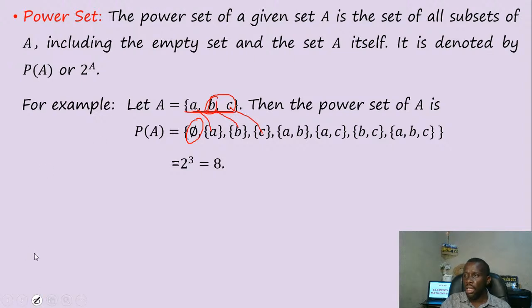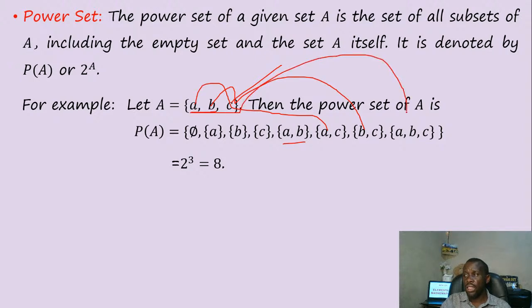Let me erase that. Then next, I can pair. So I can pick only A and B and leave C. That's how we have AB. I can pick A and C only and leave B. Then next I can pick B and C and leave A. Then the next one, let me pick everything. Now, if you count all the elements we have within this set, you will see that it's 8. 1, 2, 3, 4, 5, 6, 7, 8. There are 8 in number.